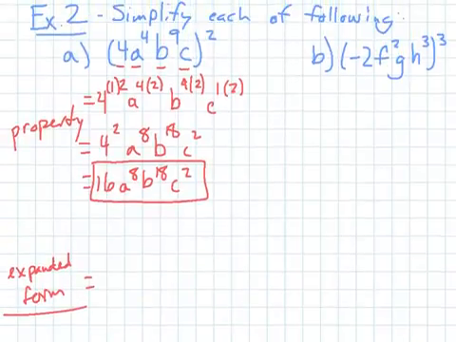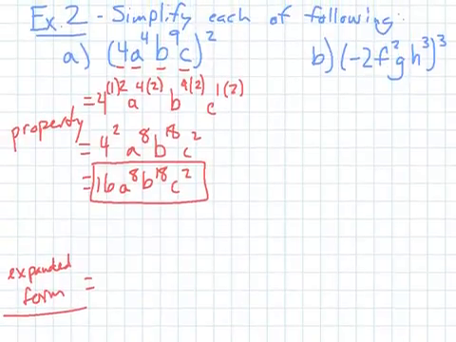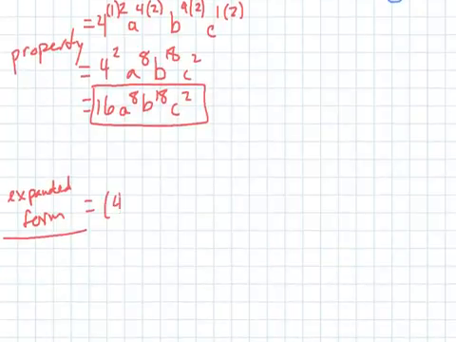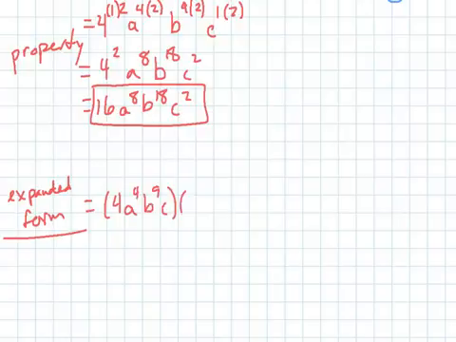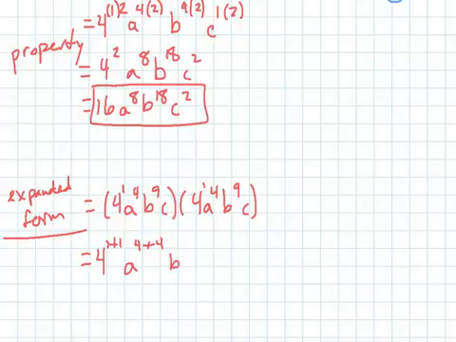Okay? So here I have 4a to the 4th b to the 9th c, squared. So there's 2 of them. So 4a to the 4th b to the 9th c times 4a to the 4th b to the 9th c. Okay? So if I'm using the property from yesterday, I'm going to combine the stuff that's like. So like here, notice that 4 and 4 have the same base, so 1 plus 1. A would be 4 plus 4. B would be 9 plus 9. And C would be 1 plus 1.